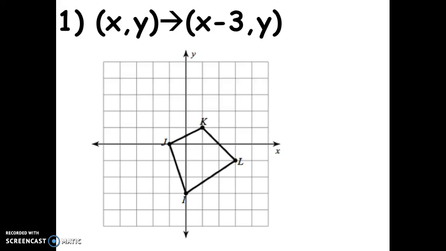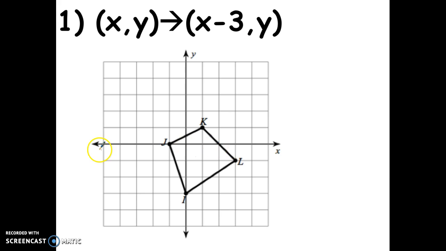Graph the image of the figure using the transformation given. So here we are given a figure and a transformation represented as a function. The first thing that we will need to do is figure out exactly what this function is telling us. So we see that we have x minus 3. We need to figure out whether this is telling us to go up, down, left, or right.